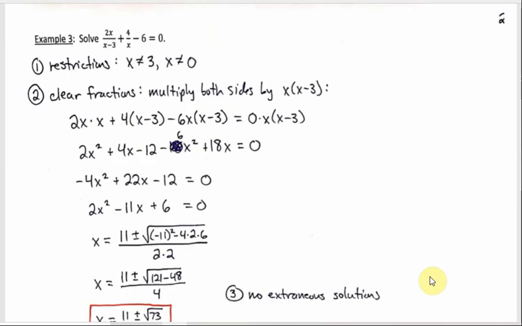Example 3 on the next page, I guess this is one where you couldn't cross multiply. It's not clear how you would do it with 3 terms, right? You've got to have 2 terms for that. But we can just clear fractions by multiplying by the least common multiple of the denominators that are there. That'll be fine. So first thing, check for the restrictions.